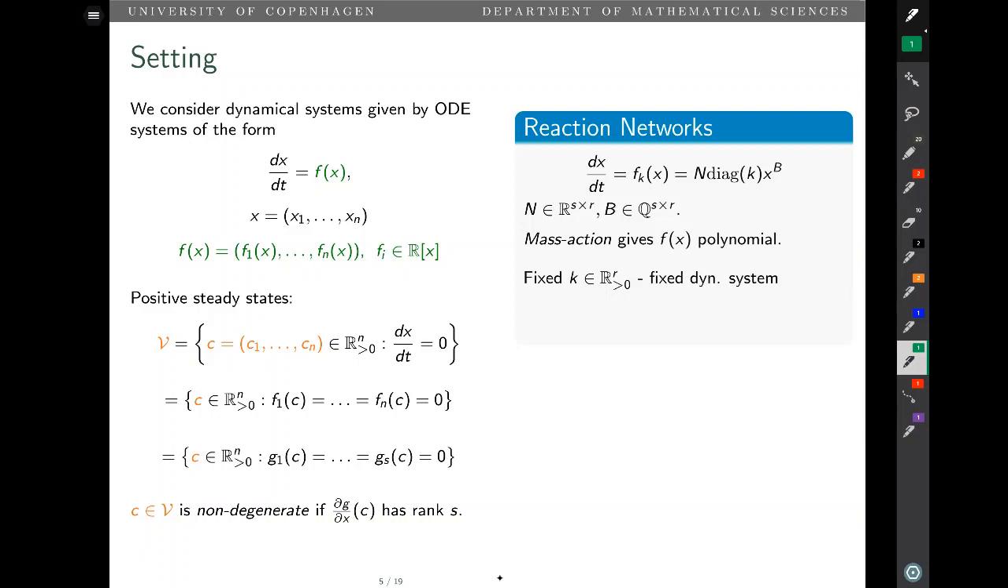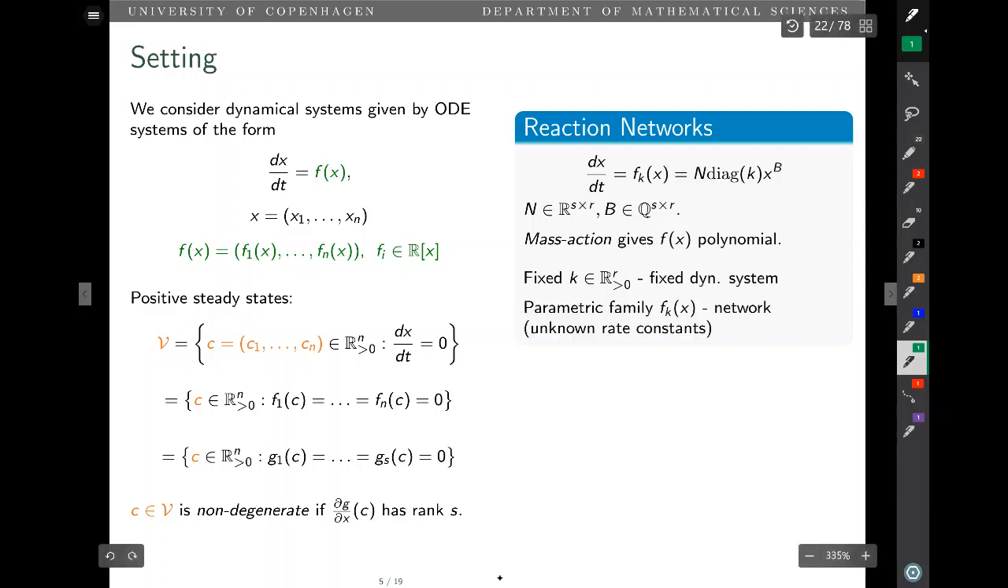So if I have fixed reaction rates, then I get a fair system of polynomials, and I can try to understand this object here, which in algebraic geometry I would like, a subset of an algebraic variety. And I can ask questions about this set of solutions. But sometimes studying this set is not so easy.